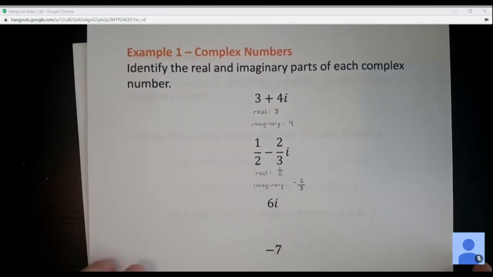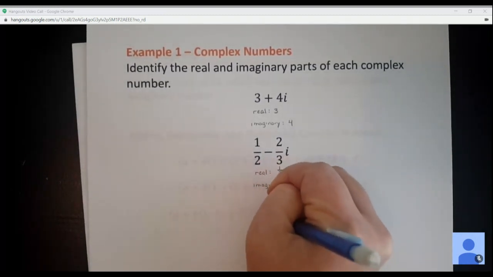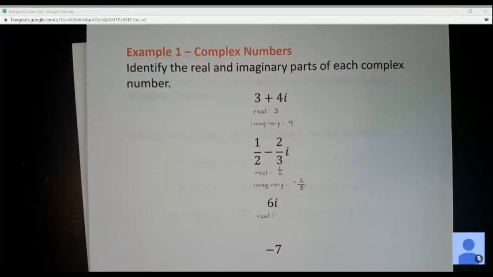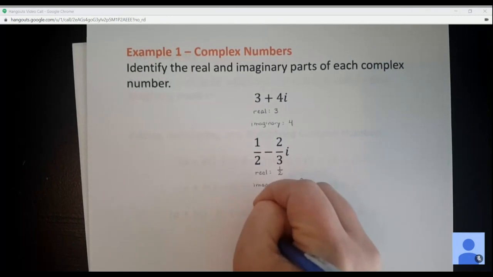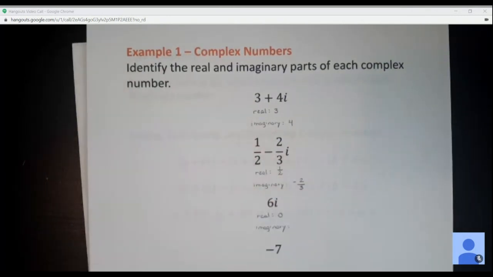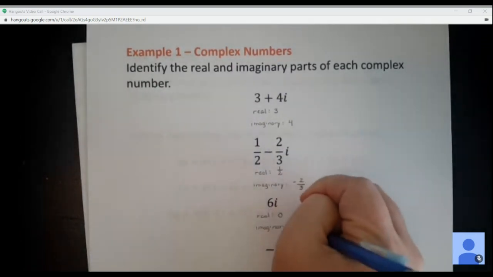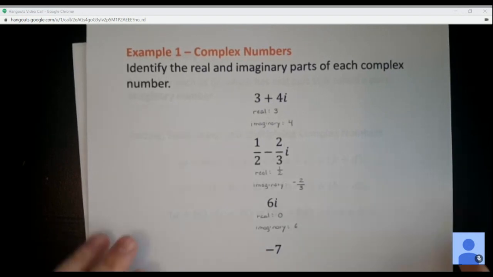All right, so now if we look at this next one down here, we've got 6i. Well, if it's just 6i, what do you think the real part is going to be? Good, right? So since there is no real part, we're just going to say the real part is 0, which means in this case, the imaginary part is going to be what? Awesome. Just 6. Okay. So again, anytime there is no real part, then we just put 0 as that part, and then we only use the number for the imaginary part.